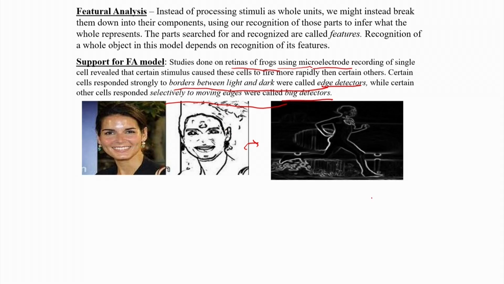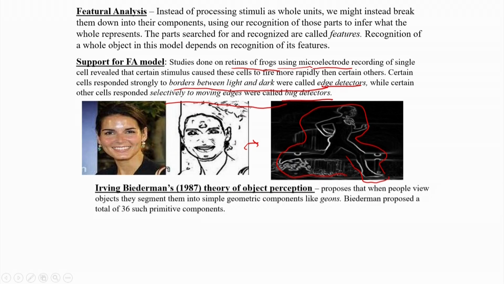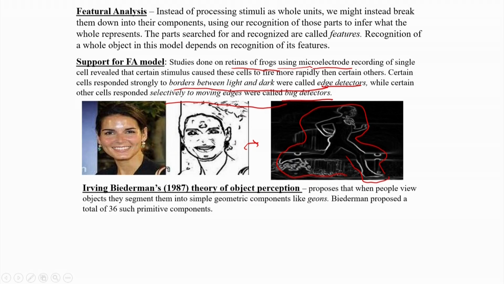Similarly, bug detectors have been found. When you see somebody running, the bug detector which is also in the human eye responds something like this. It is responding to the motion of this person, whereas the edge detectors are responding to the edges, the differences between the figure and the background, the contours which basically make this woman. So, this is the direct output from an edge detector and a bug detector in the human eye.